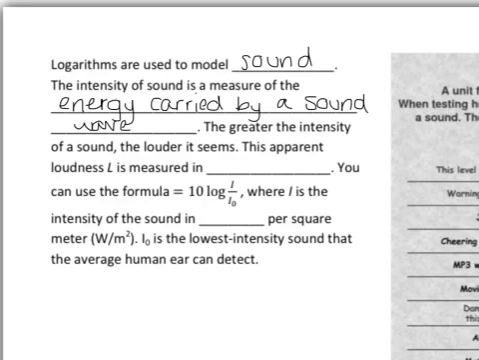The greater the intensity of the sound, the louder it seems. Intensity and loudness aren't the exact same thing, but they are related. This apparent loudness L is measured in decibels, which the symbol for that is little d, capital B.